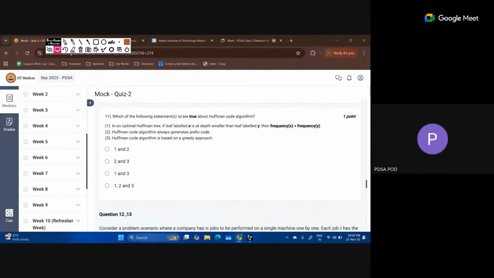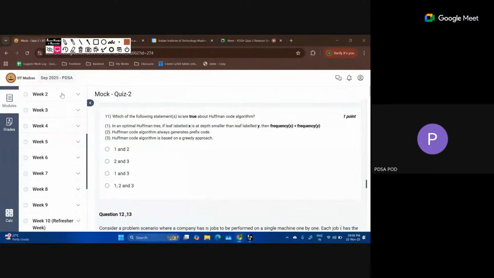Then the depth will be greater, no? Okay, let me ask you. If x is below y, then the frequency of x should be less. Yes, then the depth of x will be greater than the depth of y. Depth should be greater. No, it is saying smaller, right? It is saying smaller, right? First is true, na.